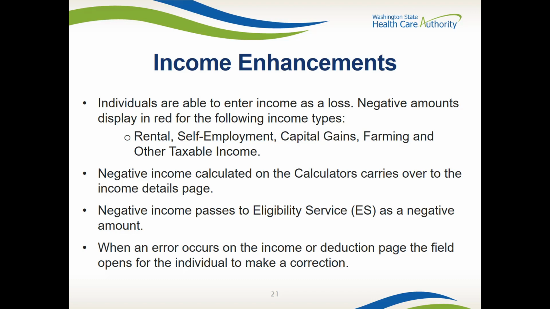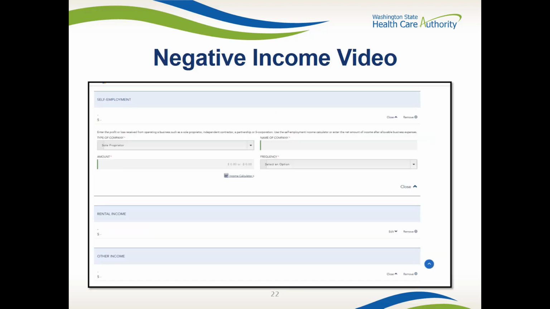Negative income passes to the eligibility service as a negative amount. When an error occurs on the income or deduction page, the field opens up for the individual to make a correction. Here's a video demonstration from one of the last system releases on negative income.